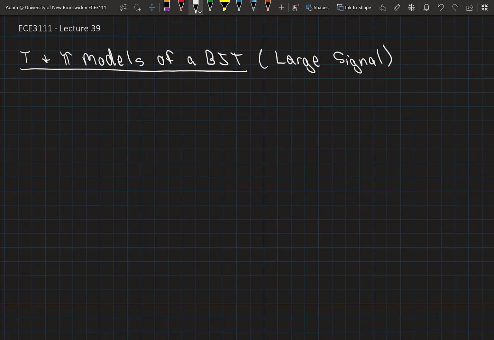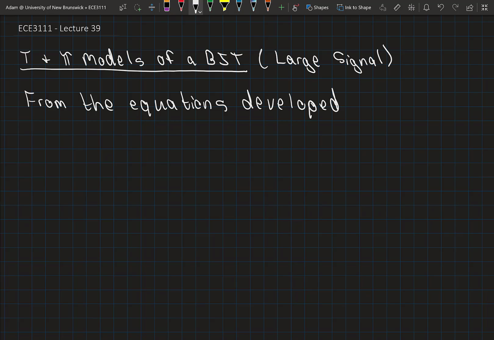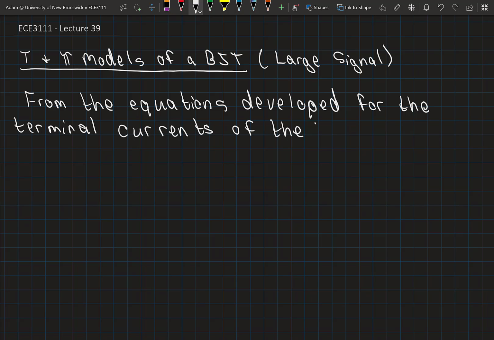From the equations that have been introduced over the last few lectures, we can come up with a model to represent the BJT, to more simply represent it in a circuit and solve for its operating conditions. And this again is specifically for the forward active mode.